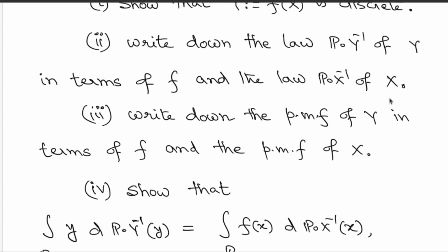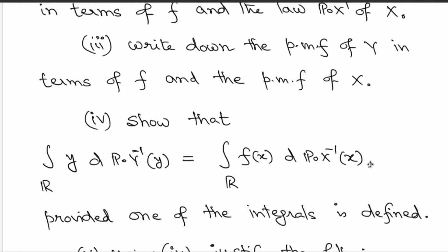The third thing is that once you have managed to identify the law, you can also try to write down the probability mass function of y. Since y is given to be discrete, you can talk about the probability mass function. So therefore, the probability mass function of y, you can try to write it down in terms of the function f and the PMF of x.